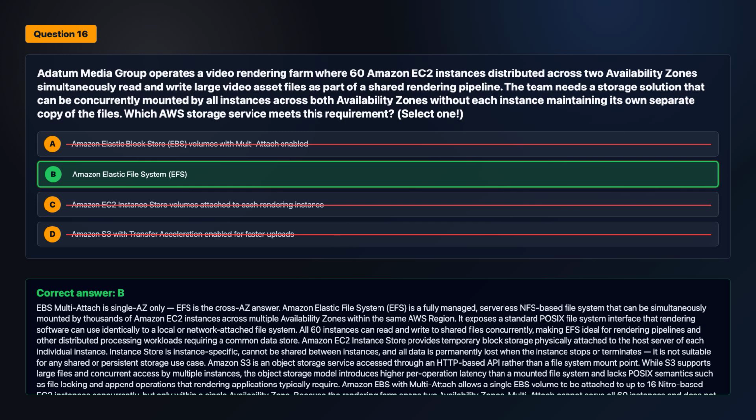Amazon EBS with multi-attach allows a single EBS volume to be attached to up to 16 Nitro-based EC2 instances concurrently, but only within a single availability zone. Because the rendering farm spans 2 availability zones, multi-attach cannot serve all 60 instances and does not satisfy the cross-AZ shared access requirement.